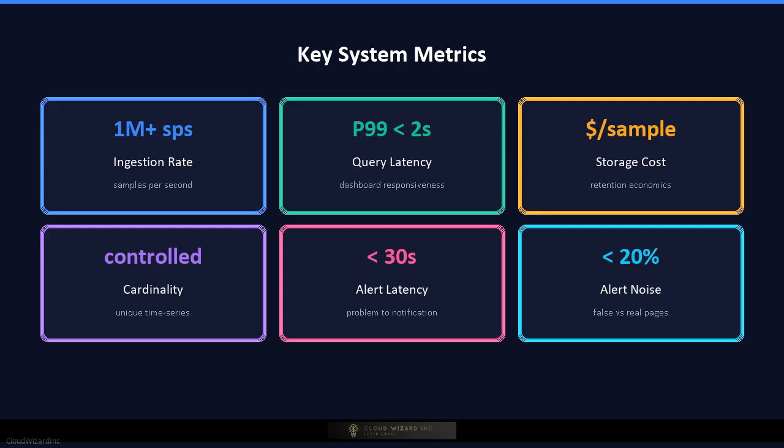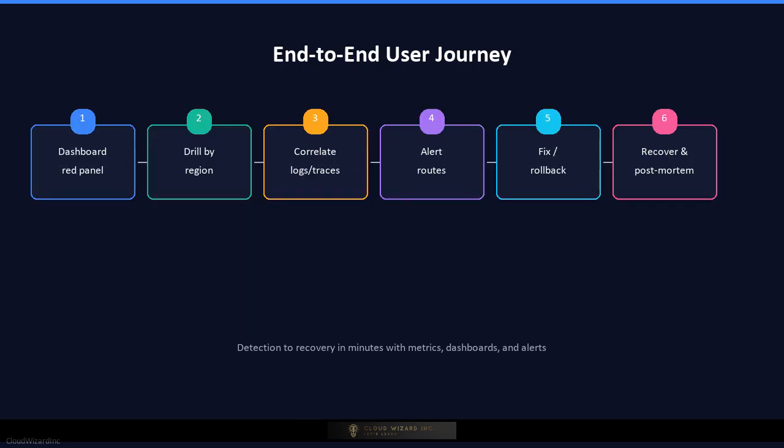These metrics are what the business actually cares about. Let's trace the end-to-end user journey. A site reliability engineer is on call for a payment service. She opens the Grafana dashboard and sees the error rate panel turn red. She drills into the region dimension and notices US East has spiked. She opens the logs and traces correlated with the metric, identifies a failed deployment, and rolls back.